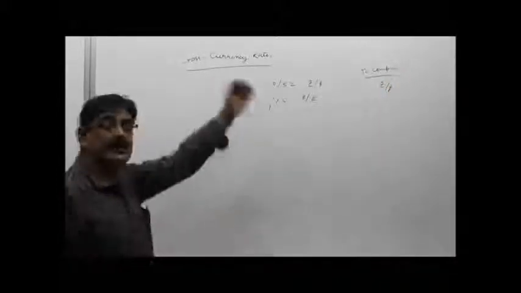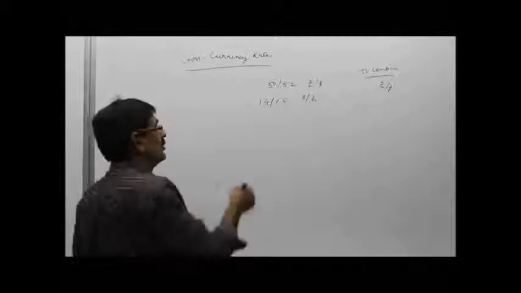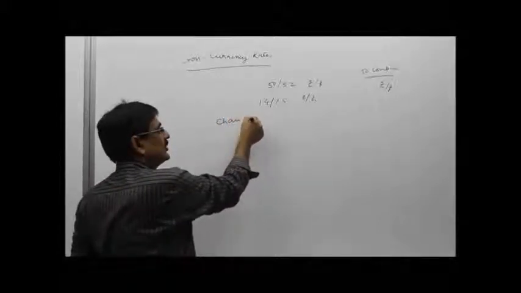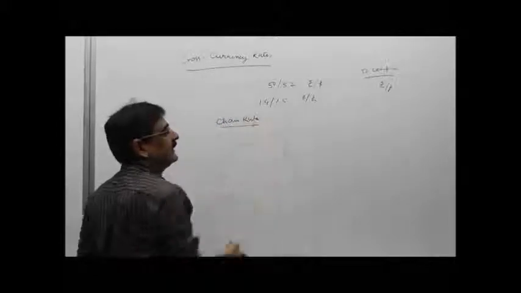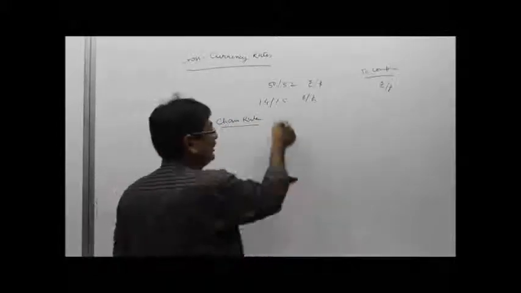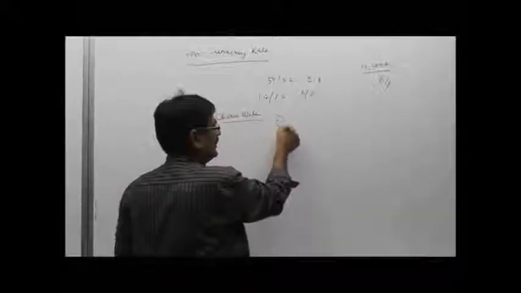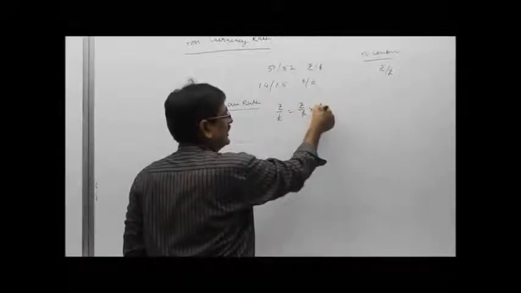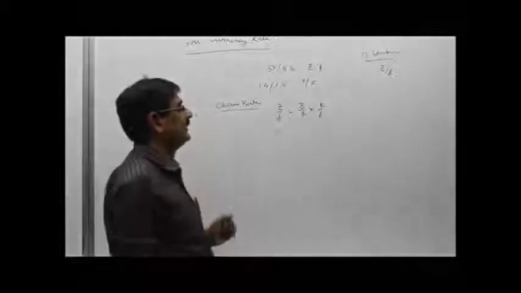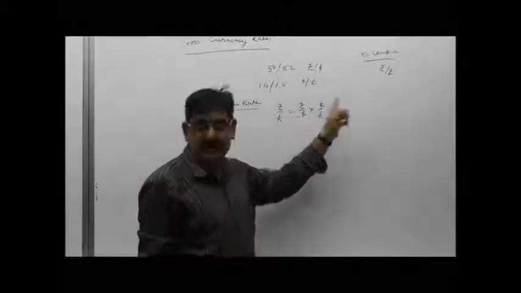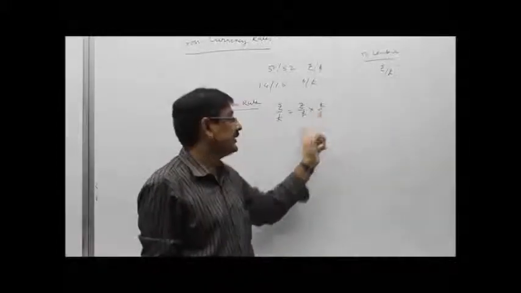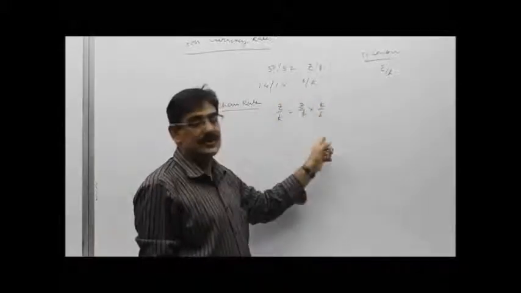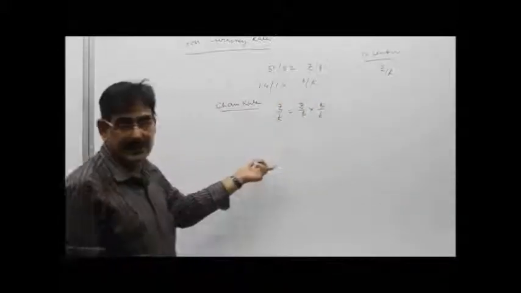First, what we'll do? We'll write a rule called chain rule. There's no great meaning, but then chain rule says rupee per pound is equal to rupee per dollar into dollar per pound. Eventually, you can see that dollar in the numerator gets cancelled out with the dollar in the denominator. Rupee remains in the numerator and pound remains in the denominator.